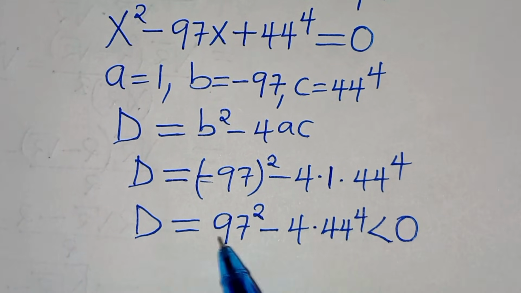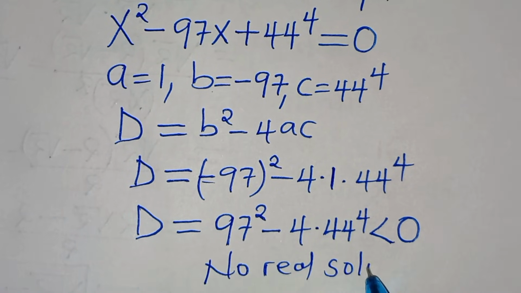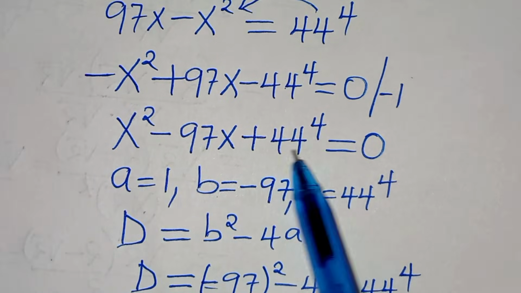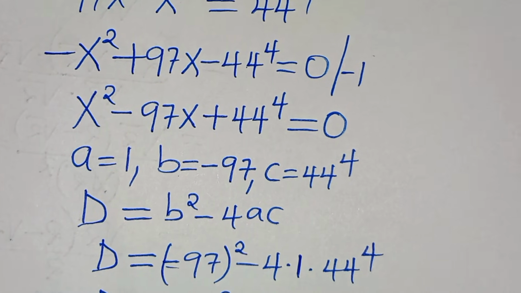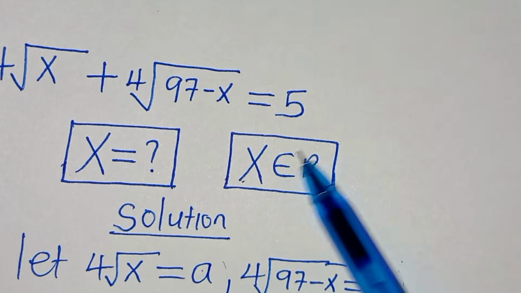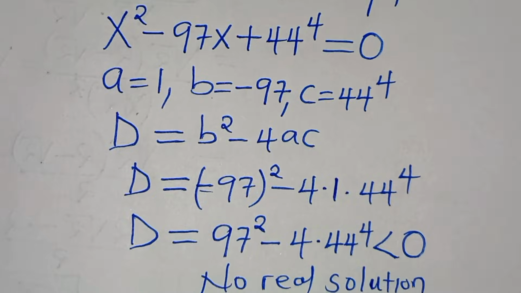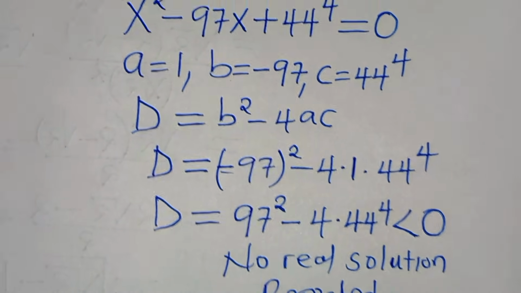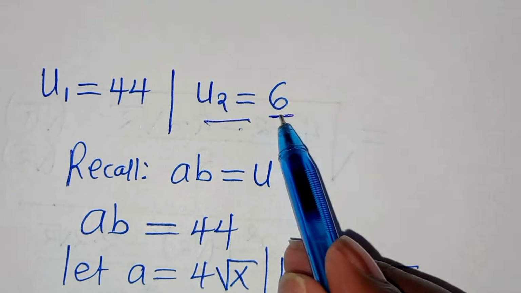And what this implies is that there is no real solution that can be obtained from this quadratic equation. And given that x here is a member of real numbers, then this implies that this quadratic equation here is rejected. This quadratic equation is rejected. Okay, so let's focus on u2, which is 6. So let's proceed with this.